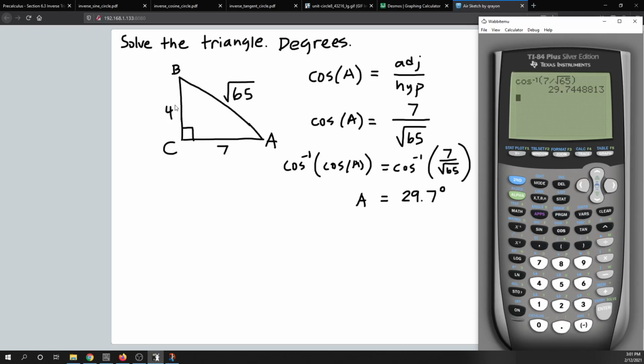The only one left to figure out is angle B. You could go through this process again, but there's really no reason to, right? Because we know that all of these angles add up to 180, and this is a 90-degree angle, the measure of angle B and the measure of angle A have to add up to 90 degrees. So we can find the measure of angle B by subtracting this from 90, right? So B is 90 degrees minus this 29.7 degrees.